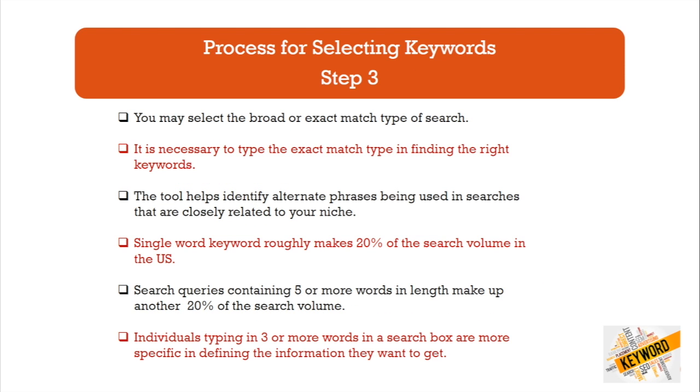Now, step 3 in the process for selecting keywords is you may select the broad or exact match type of search. It is necessary to type the exact match type in finding the right keywords.